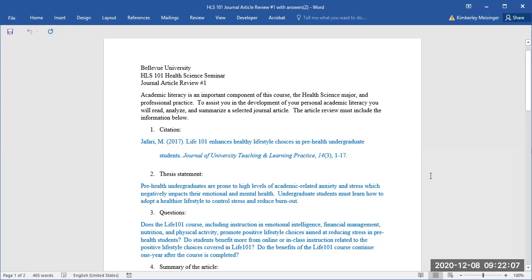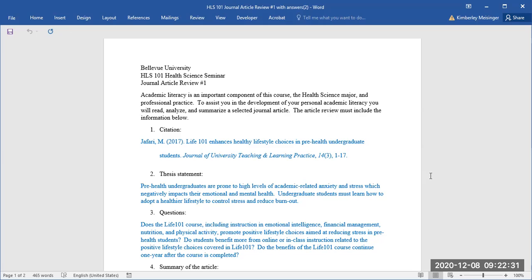So I quickly wanted to go over the correct responses for the journal article review for the first one. So to be mindful, I'm well aware that this might be the first time many of you have had to interpret and analyze a journal article.